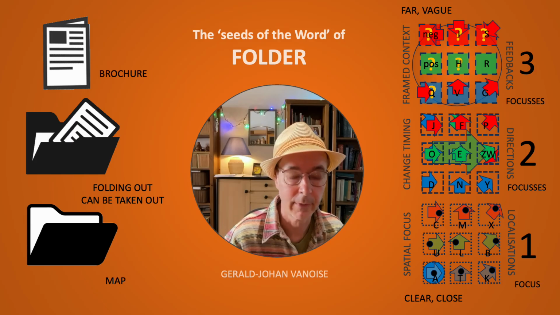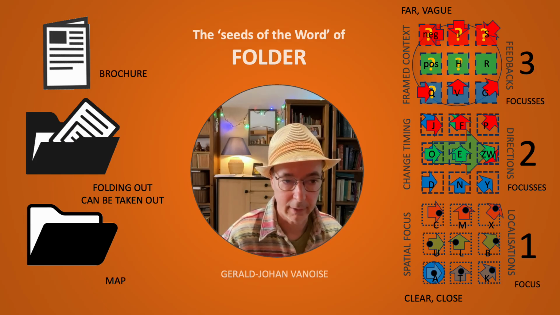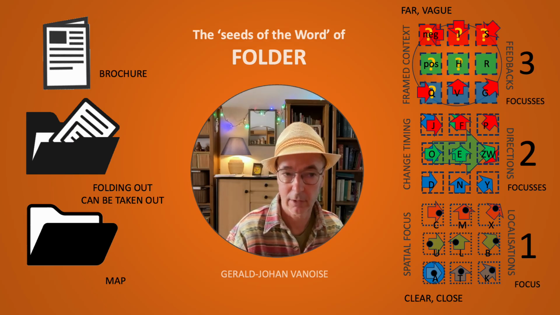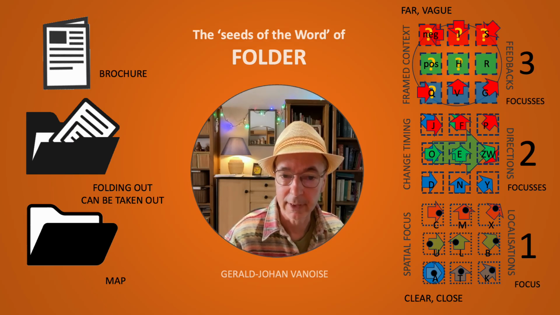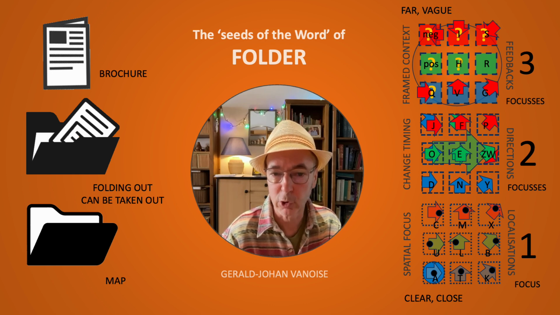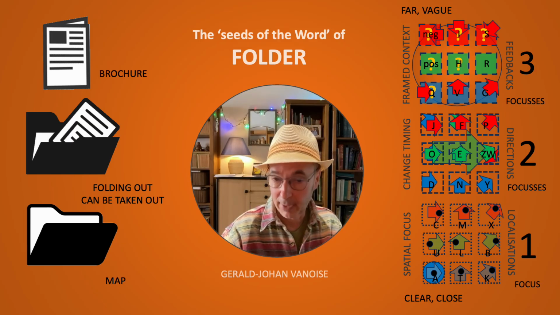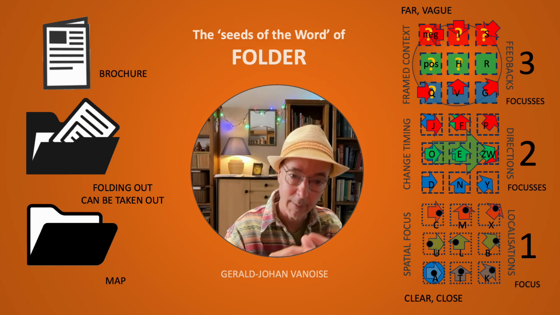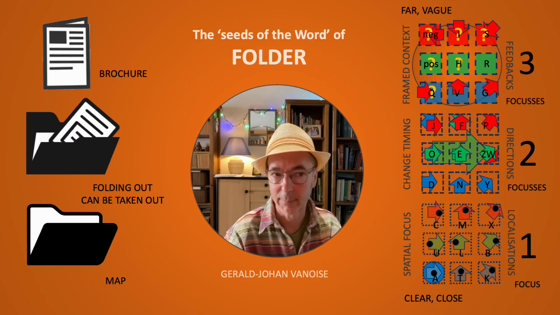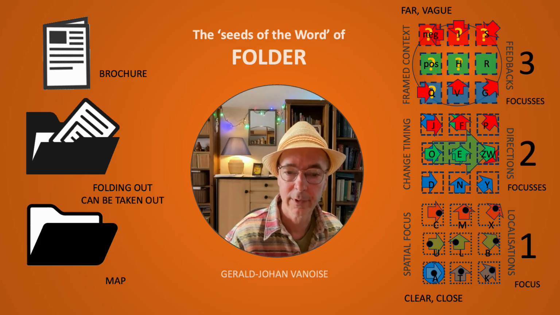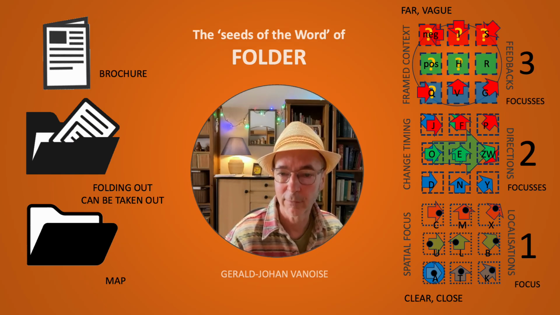Let's go to "folder". I already looked up some images of folders, and you can have some variations. You can have a folder like a map. I didn't think about that immediately, because how "folder" is used in my language is more like a brochure. But it's all in between that. So it can be a map where something can be taken out, or where the map folds out. And even the brochure has this connotation of folding, folded-up paper where you can read. So these kinds of associations are made with "folder".